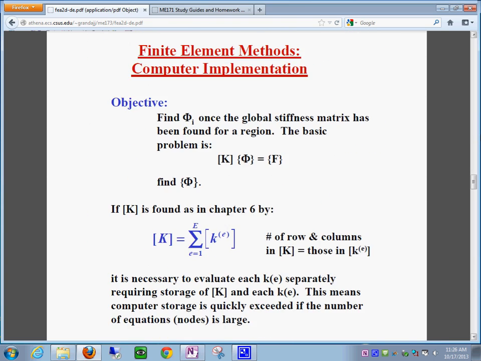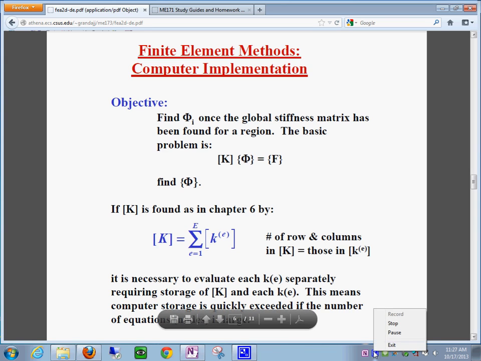Okay, now let's talk a little bit more about what happens if we do this implementation of the finite element software, finite element theory, and we get the stiffness matrix, the global stiffness matrix first. So let me do this.